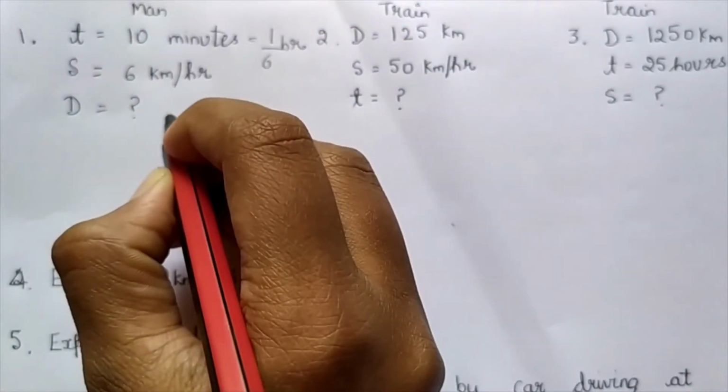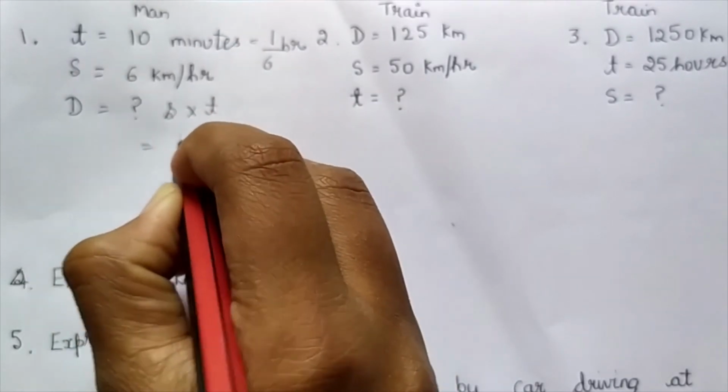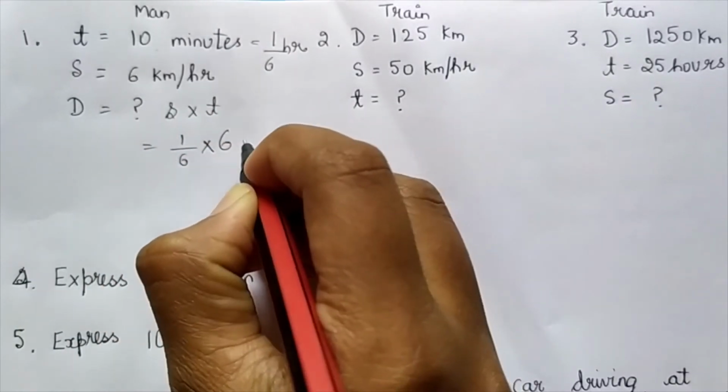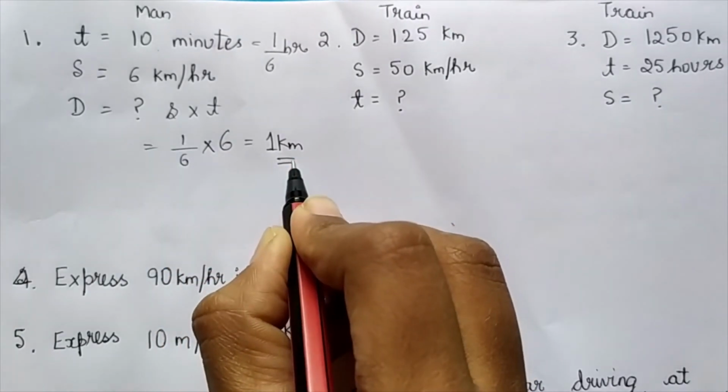So distance equal to speed into time equal to 1 by 6 into 6. This gives me 1 kilometer. He has covered only 1 kilometer.